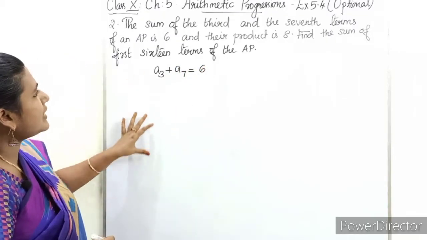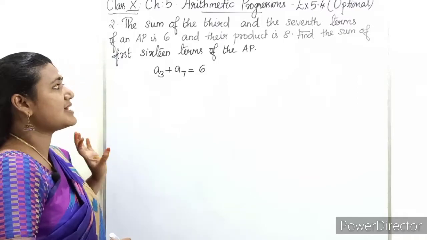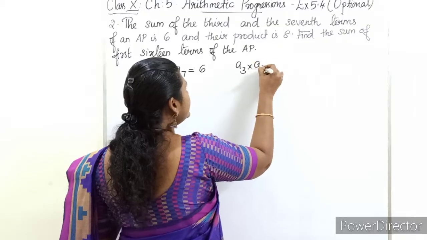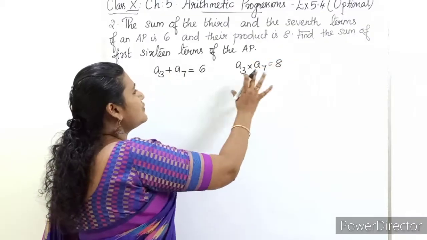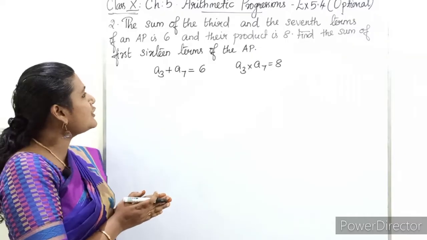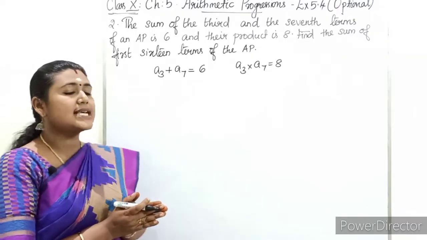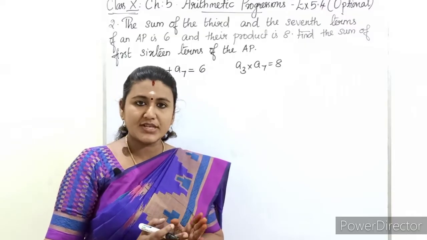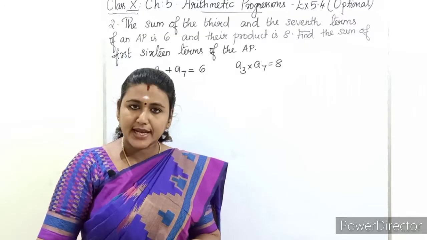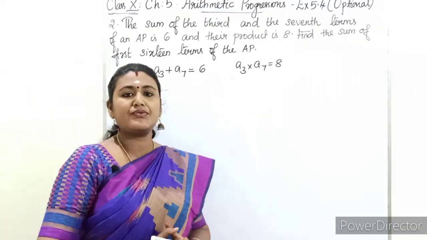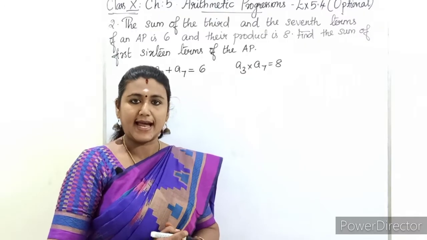And what is the next one given? Product is given as 8. That is A3 into A7 is equal to 8. So these two conditions are given in the question. We need to find the sum of first 16 terms of the AP. If you want to find the sum of first 16 terms, we need to find A and D values. So from these two conditions, we are going to first find the values of A and D.